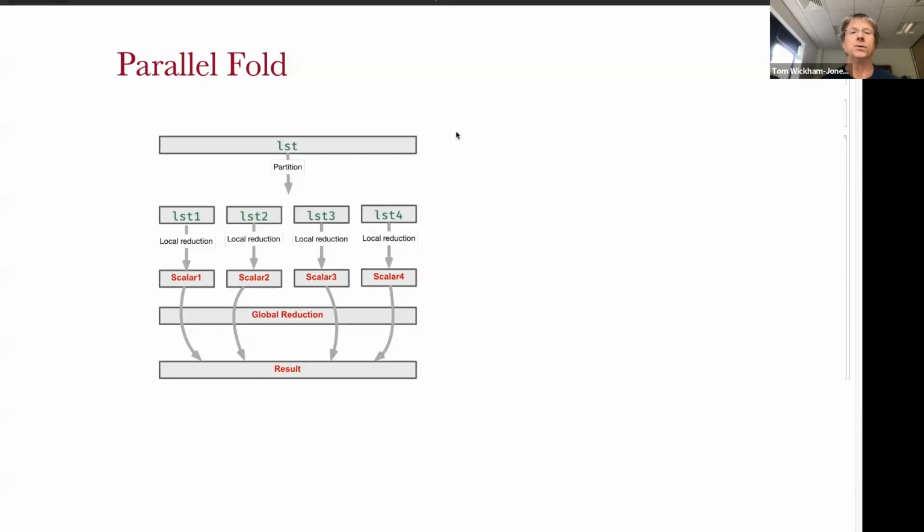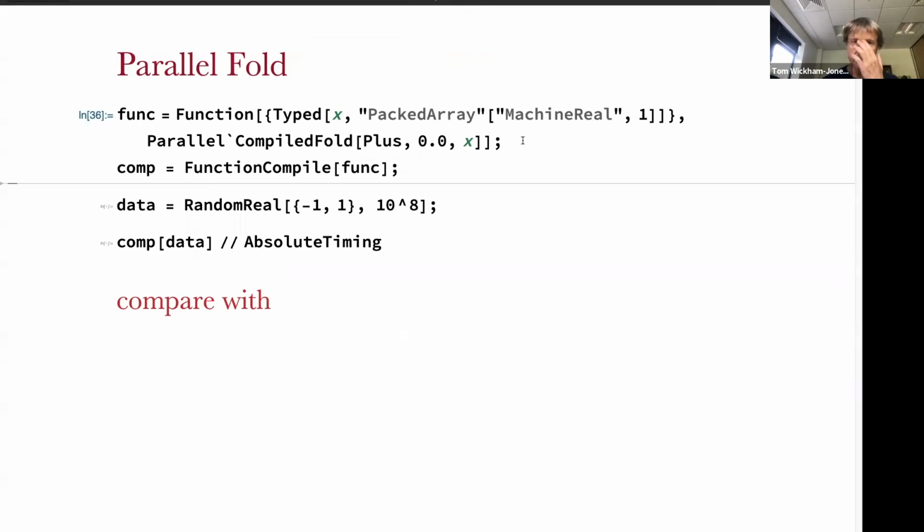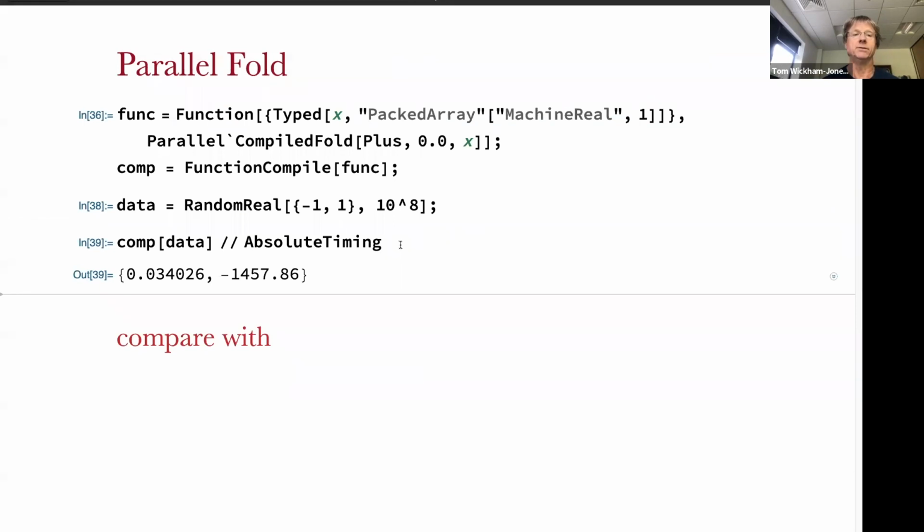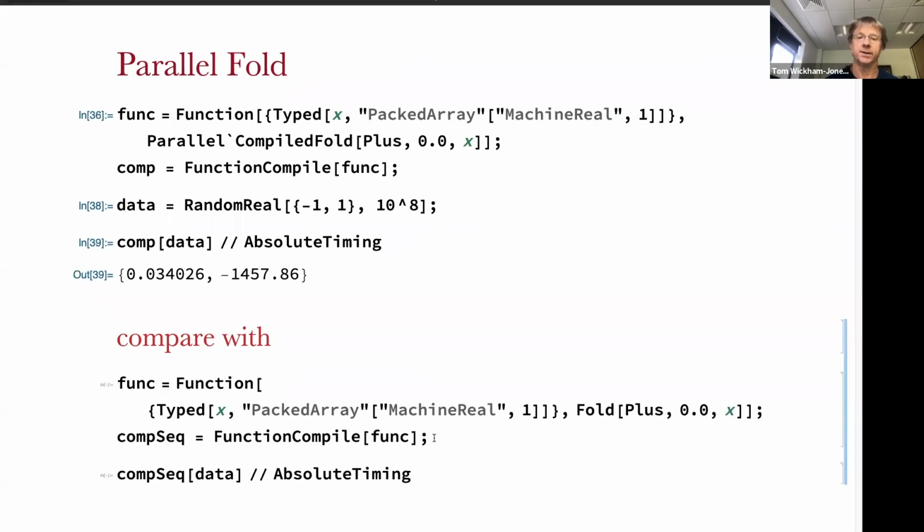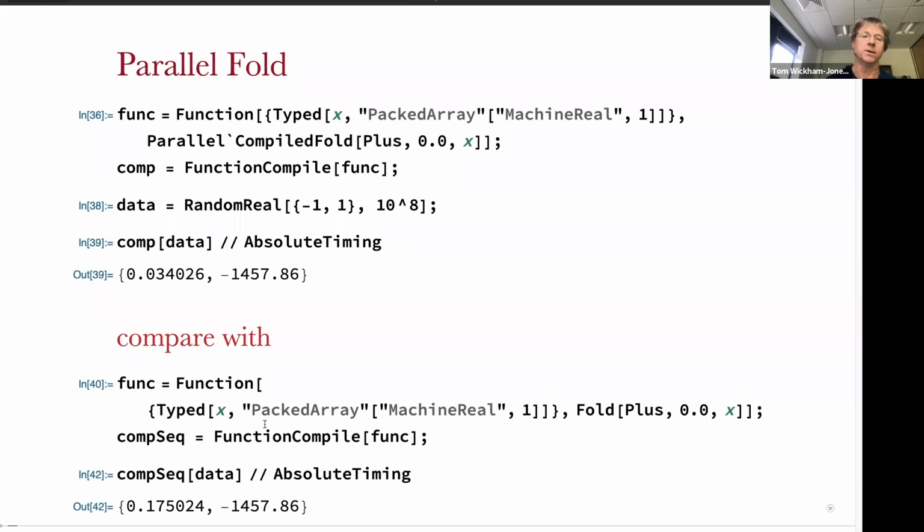Right, let's talk about a parallel fold. Basically you have a list, you partition it, and you do work on the individual parts, and then you do reductions. You might do several stages of reductions till you get a result. So we can set this up running. It's a bit like fold over a data set, and when we run this, again we get nice acceleration. The sequential version is running quite a bit slower, and we're also getting the same answer, which is obviously attractive.